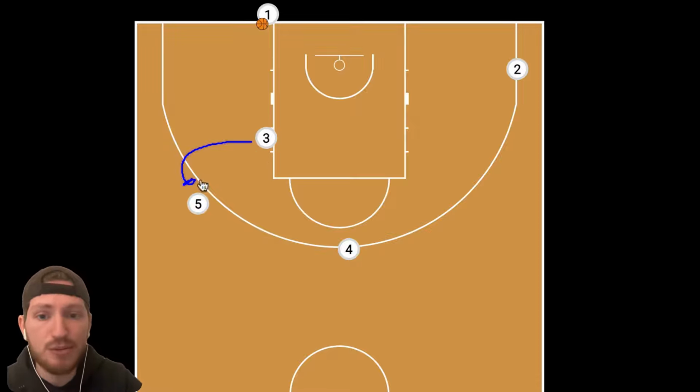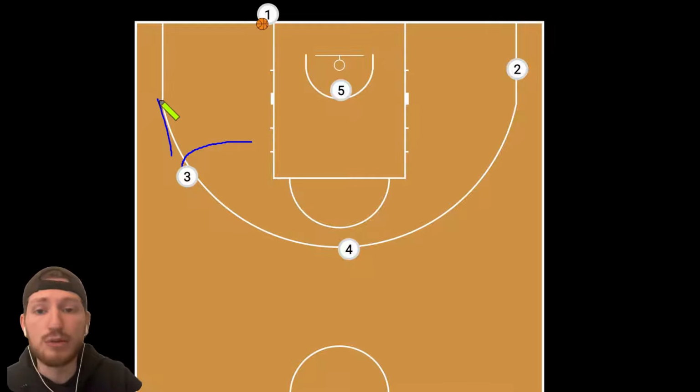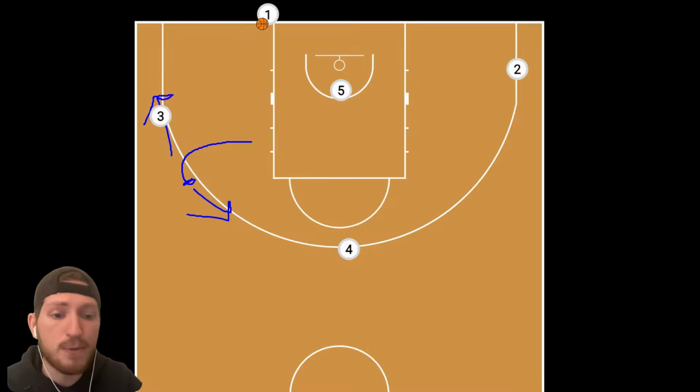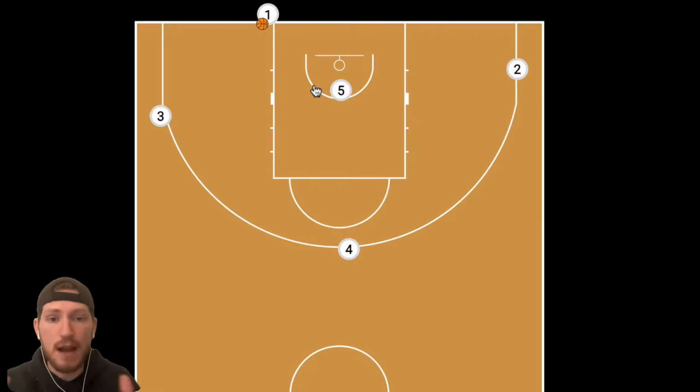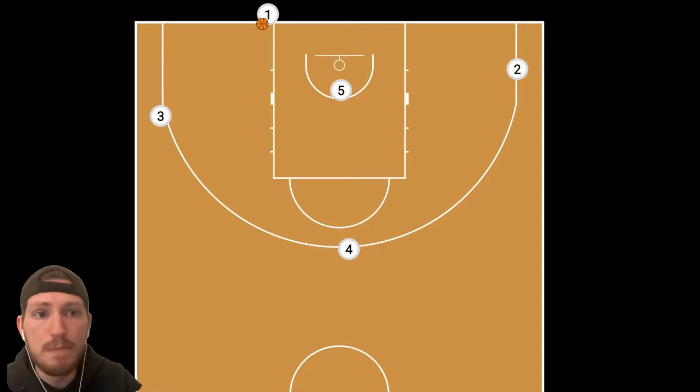Number 3 is setting that screen right here for number 5. Number 5 is kind of cutting this way, and then they're immediately going toward the middle with their hands up to try to get it down low in the post, whereas number 3 is going to pop, whether it's over here, to try to get another option for a three-point shot. We have everybody spaced out except for number 5, who's going to try to receive that ball down low. Now, let's take a look at the Boston Celtics running this play.